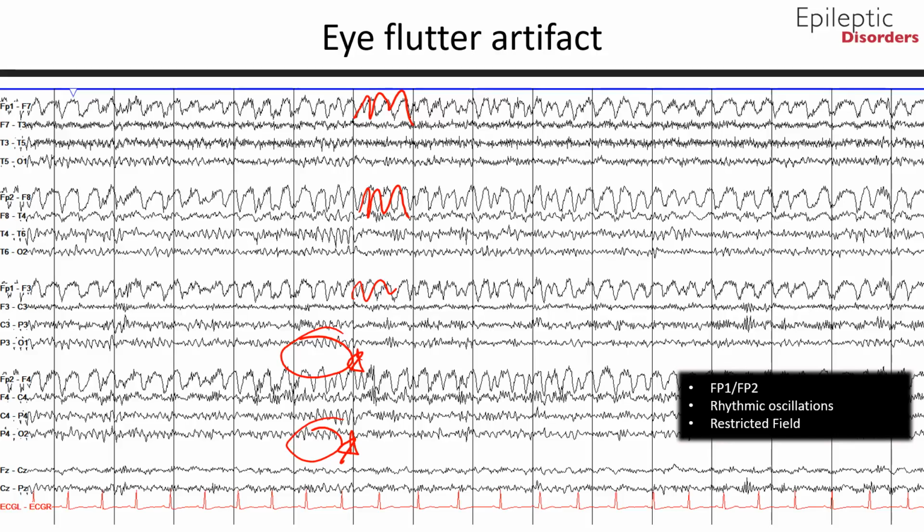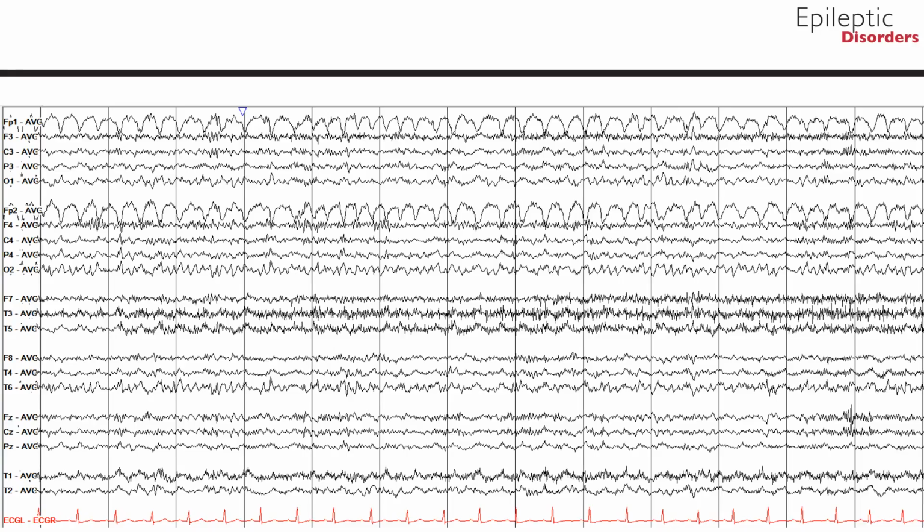Another important way to confirm this artifact is by taking a look at the video and looking for eye fluttering movements on the patient. This is an average montage looking at eye flutter artifact, as noted in the FP1 and FP2 channels with rhythmic 2 to 3 Hz oscillations.